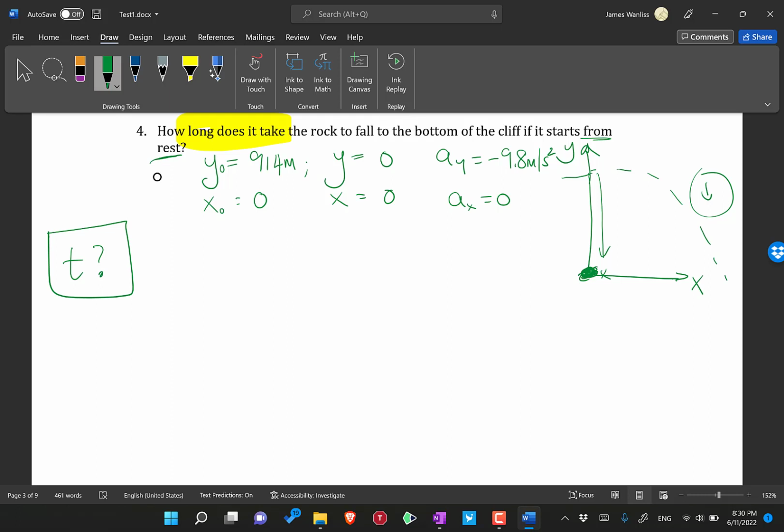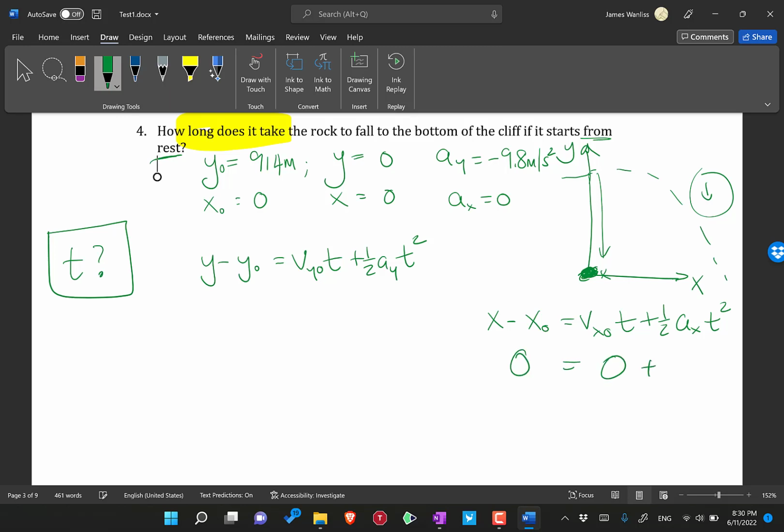I've got displacement equations. For example, y minus y0 in the y direction is equal to vy0 t plus half ay t squared. Of course, I've got the same thing for the x equation: x minus x0 equals vx0 t plus half ax t squared. So that's useless. 0 equals 0 plus 0. Cool. I'm a genius. 0 equals 0. Not helpful at all. Box that away.